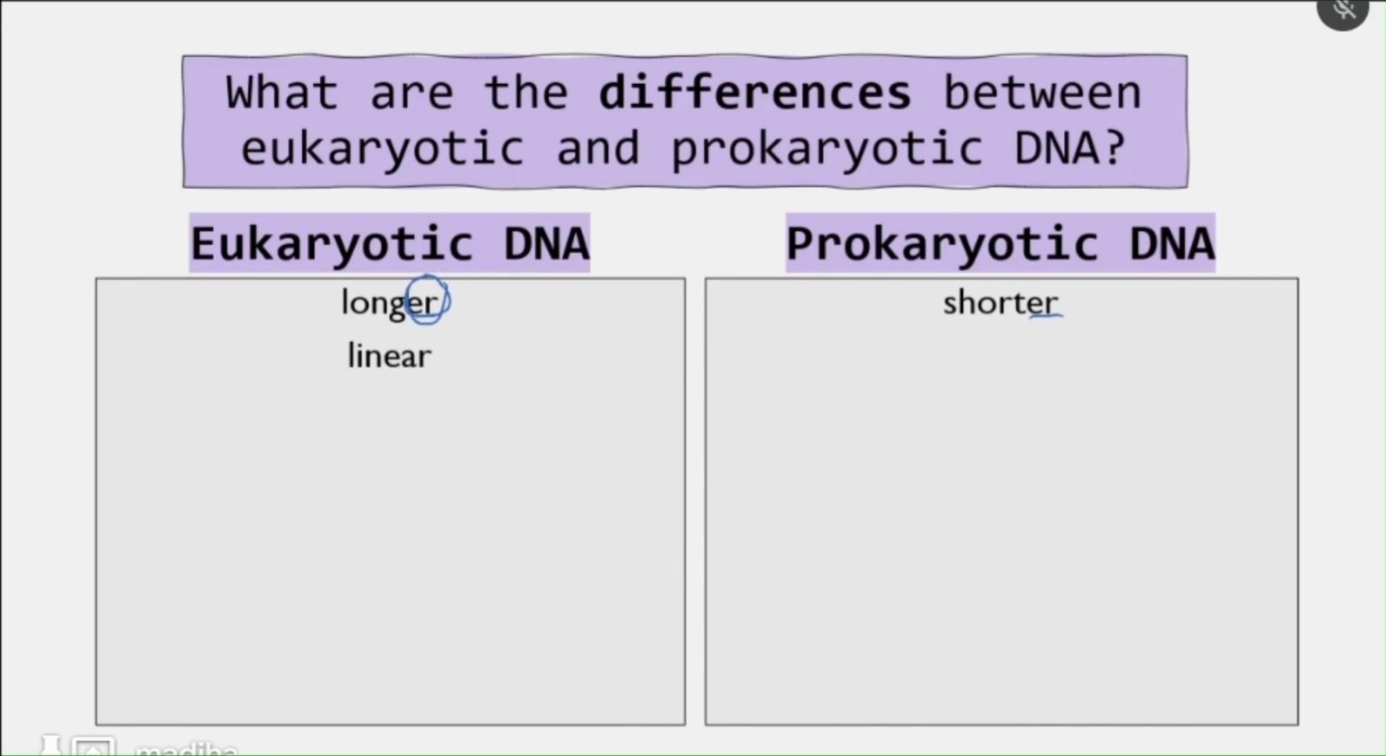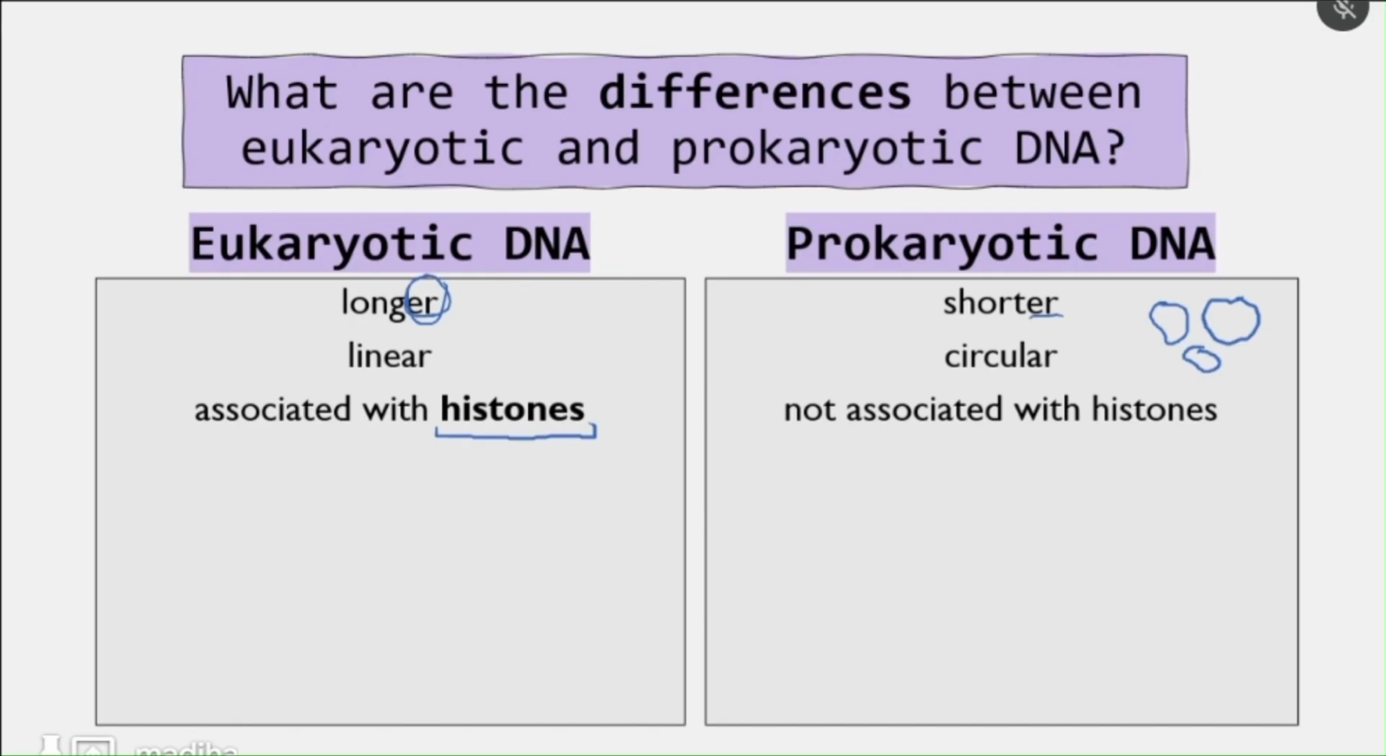Eukaryotic DNA is linear, prokaryotic is circular. You might come across the term plasmids. Sometimes in prokaryotic DNA, you've got DNA forming little plasmids like that. In eukaryotic DNA, you don't have this. It's essentially all in chromosomes, which we'll talk about later on. And eukaryotic DNA is associated with histones. These are a type of protein, which we'll go through in a bit. And prokaryotic DNA is not associated with histones.